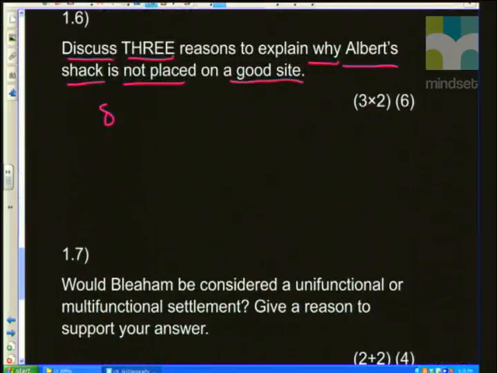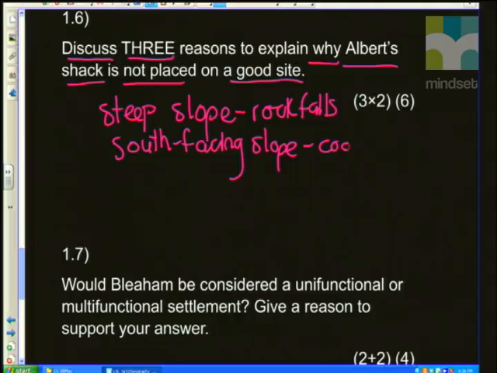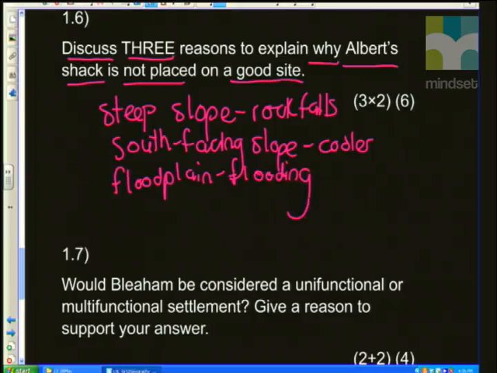All right, so steep slope, not a good idea. It's difficult to build on. And there's rock falls. Okay, mass movements. Right? The second one that we said was that it's a south-facing slope. You need to explain that in the southern hemisphere, south-facing slopes are generally going to be cooler. It's also on the floodplain. So that means that you're going to be very susceptible to flooding. So it's not a very good choice of site.